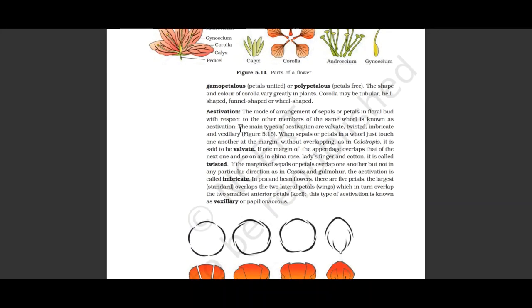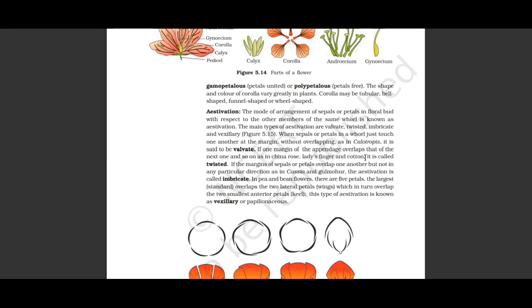Let us discuss aestivation. The mode of arrangement of sepals or petals in floral bud with respect to the other members of the same whorl is known as aestivation. The main types of aestivation are valvate, twisted, imbricate, and vexillary. Figure 5.14 represents the aestivation. When sepals or petals in a whorl just touch one another at the margin without overlapping, as in Calotropis, it is said to be valvate.